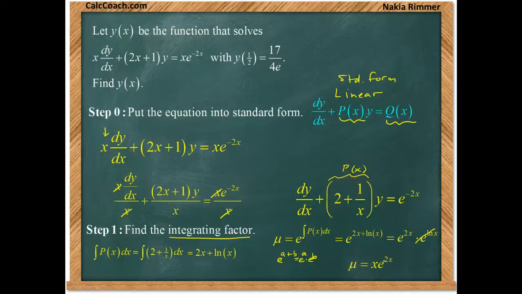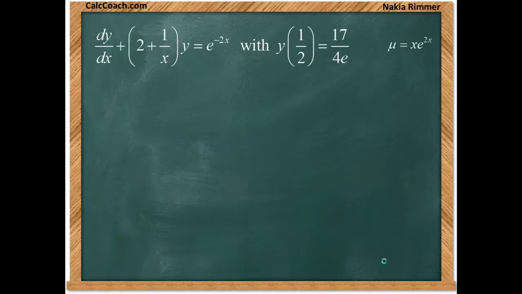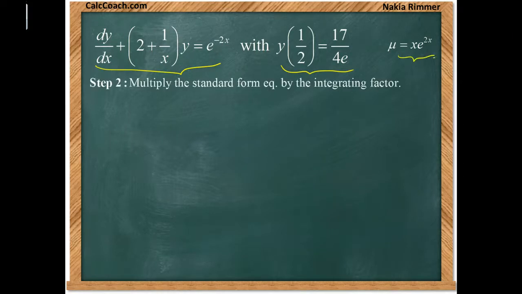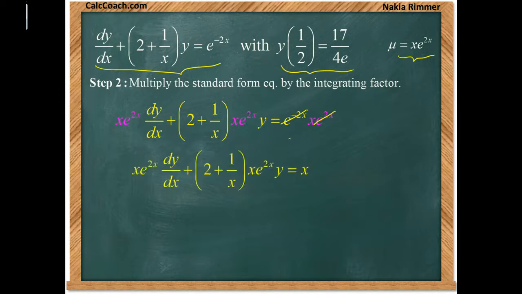Why is it so important to find this integrating factor? And so we have our summary of where we're at this point: the differential equation in standard form, the initial condition, and the integrating factor. So let's multiply the standard form of the equation by that integrating factor, x e to the 2x. The only thing we can do as far as simplifying is on the right-hand side, where e to the negative 2x times e to the 2x cancel out and become just an x.